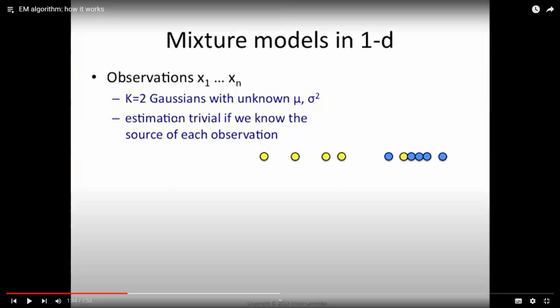Here, guys, we try to use the Gaussian model for a mixture model with linear data, which means one-dimensional data.